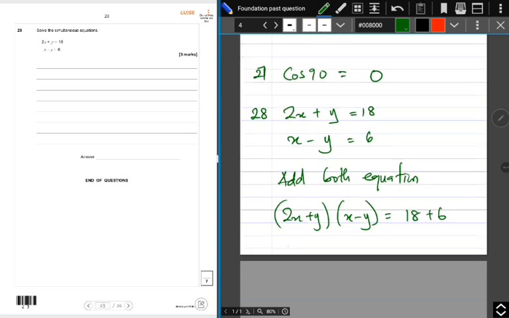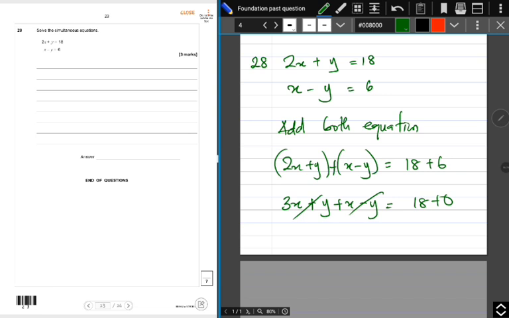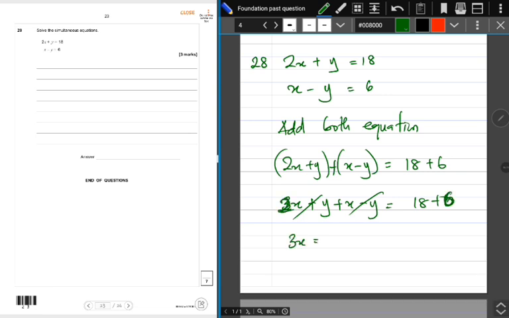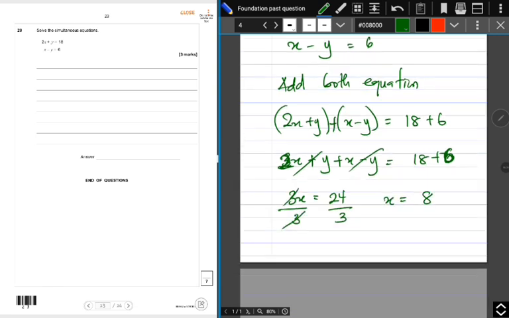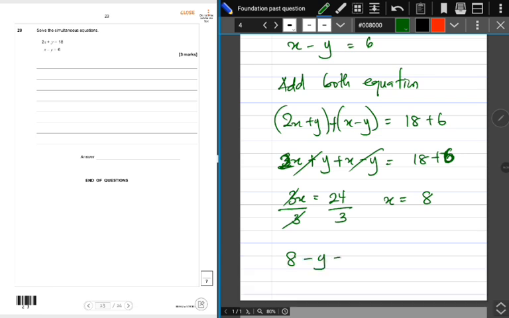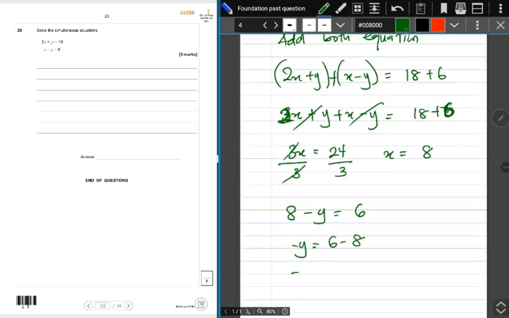So this is going to be 3x, I said plus y plus x minus y equals 18 plus 6. The y terms cancel, so I'll be left with 3x equals 24. Divided by 3, divided by 3. This cancels this, then x equals 8. Since we've gotten the value of x to be 8, from x minus y equals 6, this is going to be minus y equals 6 minus 8. Minus y equals minus 2. This cancels this, then y equals 2.